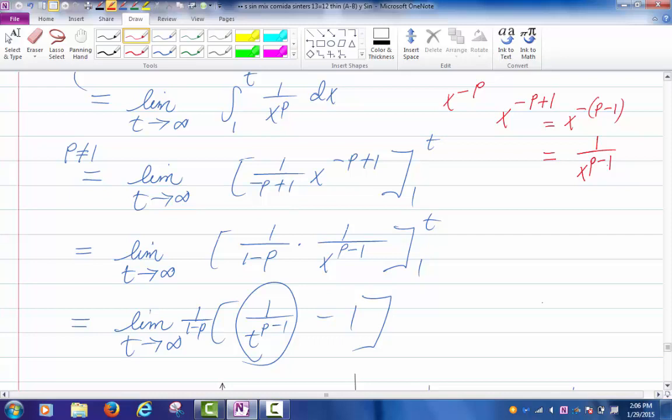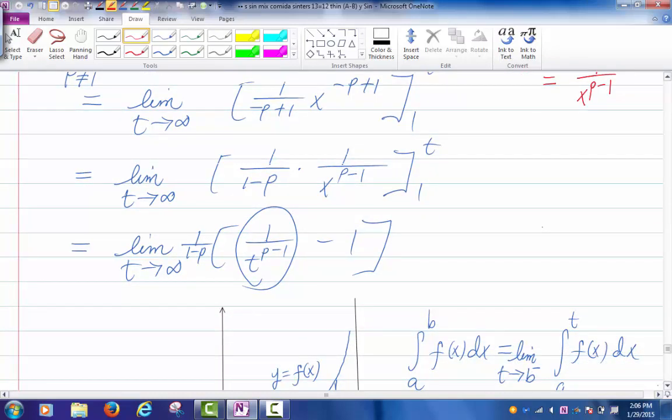Now, maybe I could write one more line here. This is the limit as t goes to infinity. I am factoring out the constant term 1 over 1 minus p, and then I have 1 over x to the p minus 1, and I have to evaluate at t and 1 and take the difference. So I plug in t, I plug in 1, and I get 1 over t to the p minus 1, minus 1, right? Let's see if you agree with my work.